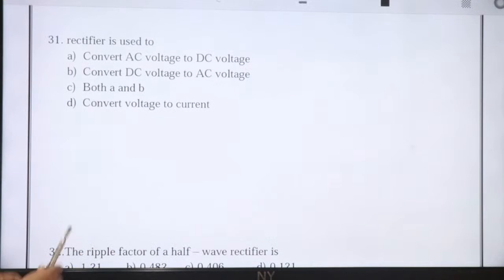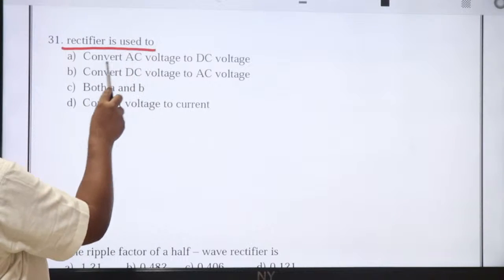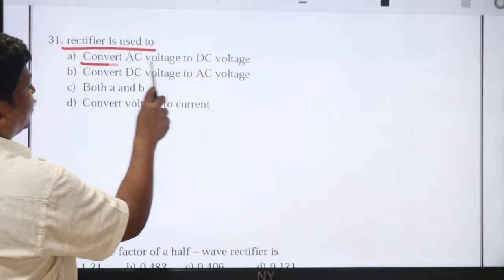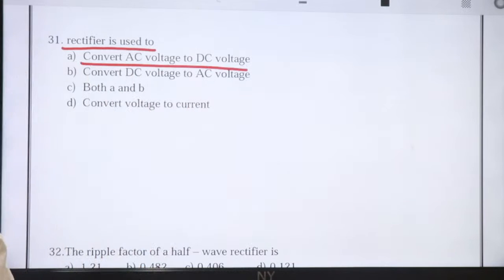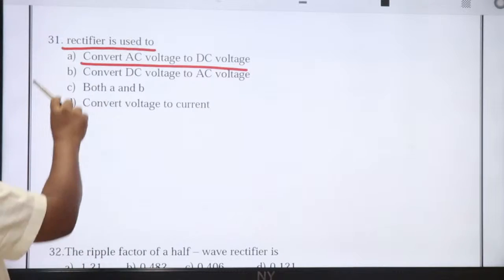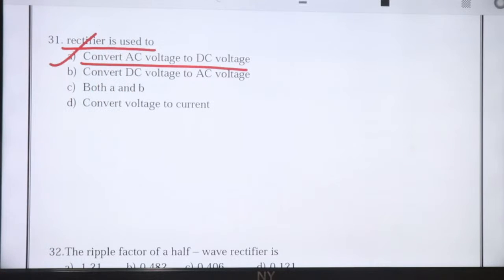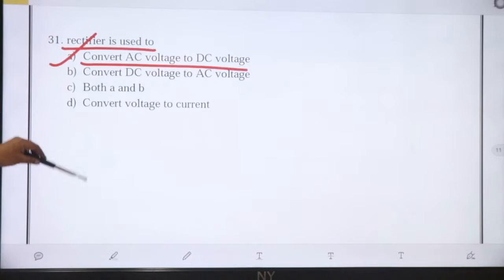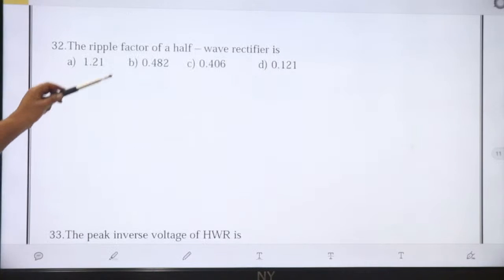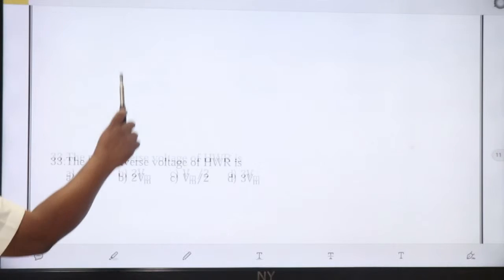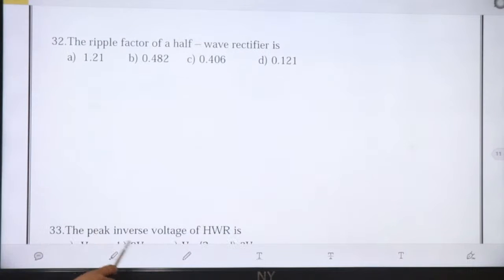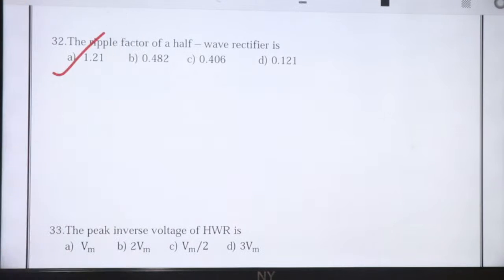Next, a rectifier is used to convert AC to DC. What a very simple question. Rectifier will convert AC to DC. Next, the ripple factor of a half wave rectifier is 1.21.